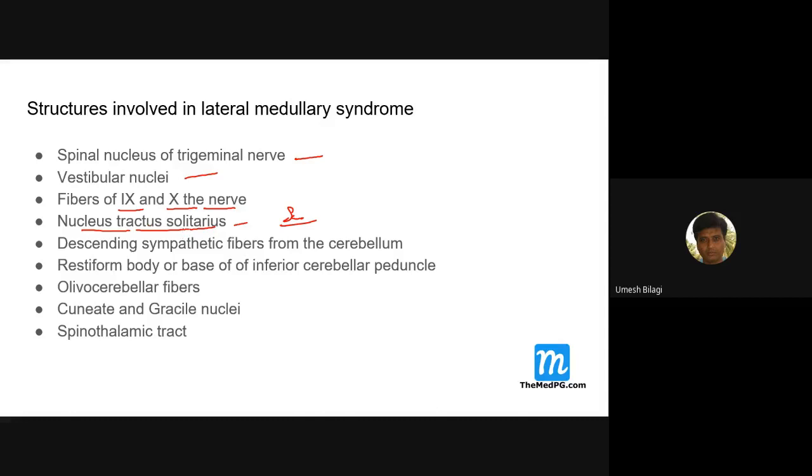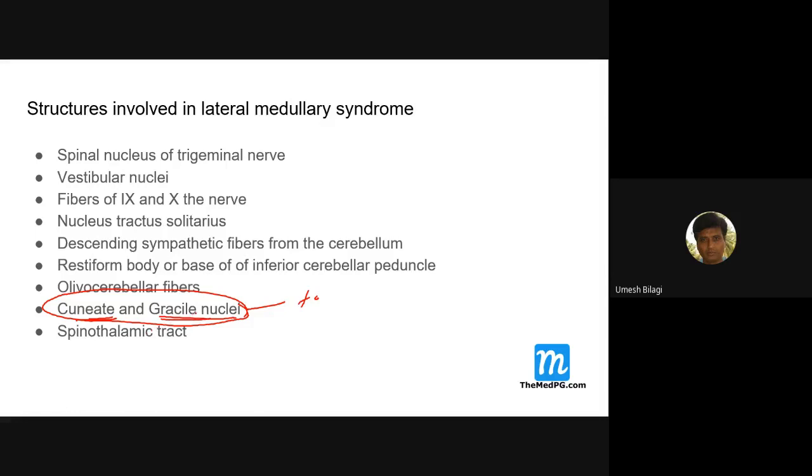Descending sympathetic fibers can also be involved. Restiform body of the inferior cerebellar peduncle could also be involved. Olivocerebellar fibers could be involved. Cuneatus and gracilis nuclei, which are posterior column. Posterior column sensation: fine touch, tactile discrimination, tactile localization. They're all here. Kinesthesia.